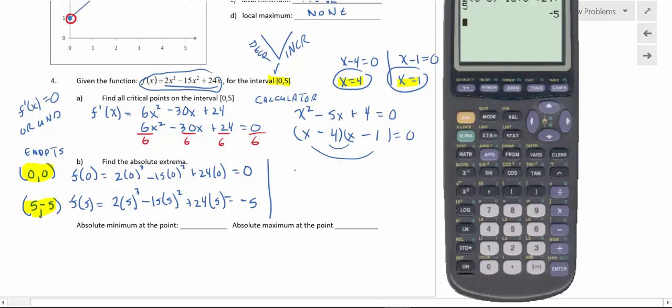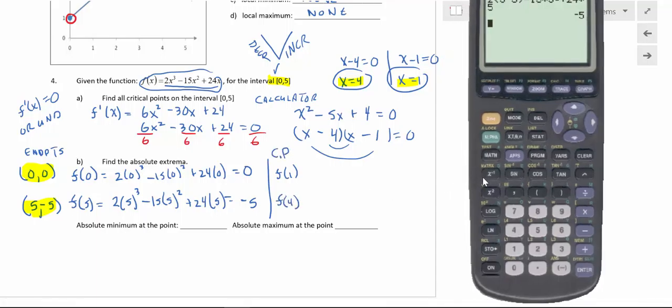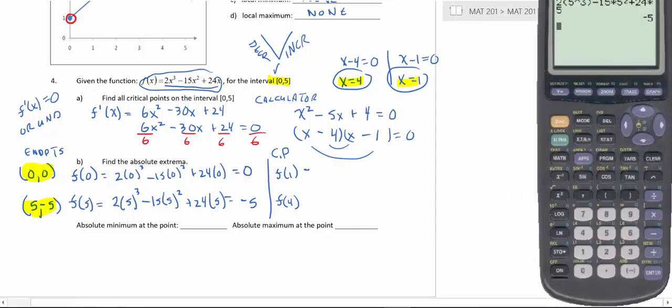Now take your two critical points, which are 1 and 4. So we're going to do f of 1, and then we're going to do f of 4. These are the critical points. And again, we can use our calculator to assist us a little bit with this. Just plug in the value of your critical point, x equals 1. So we're going to do 2 times 1 to the third minus 15 times 1 to the second plus 24 times 1.